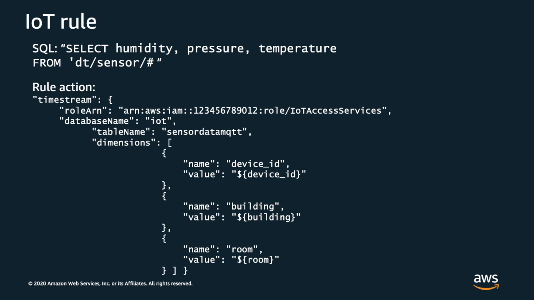And here you can see the IoT rule which ingests data into Amazon Timestream. An IoT rule consists of a SQL statement, a topic filter, and a rule action. With a SQL statement, you select humidity, pressure, and temperature from the topic dt/sensor/#. Hash is an MQTT wildcard. The wildcard is used here to receive messages published by all sensors. Values extracted by the select statement are stored as measures in Amazon Timestream.